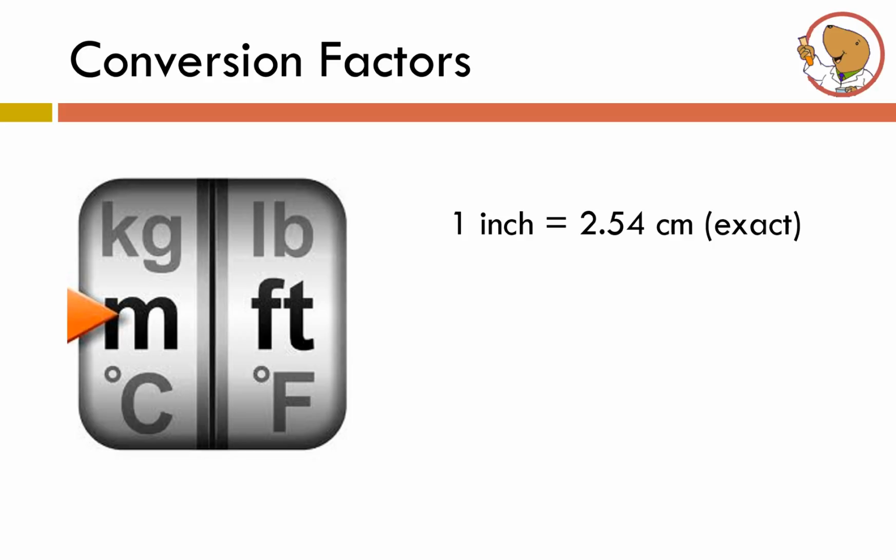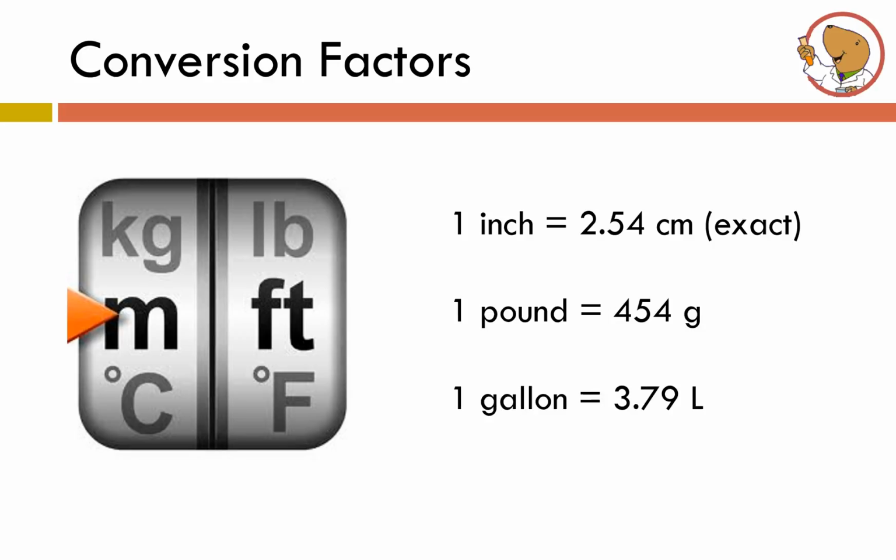1 inch is equal to exactly 2.54 centimeters. 1 pound is equal to approximately 454 grams. And 1 gallon is equal to approximately 3.79 liters. So this first number, since it is exact, has an infinite number of sig figs. These other two, you can take out to more sig figs if you'd like to. They contain a total of 3 sig figs.